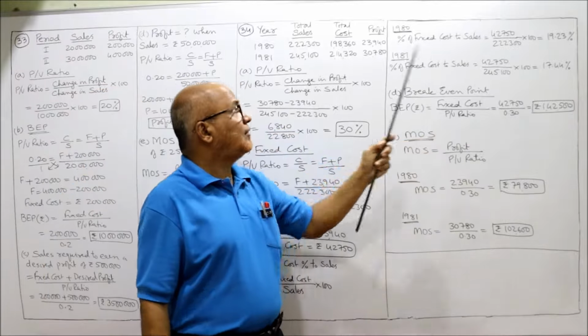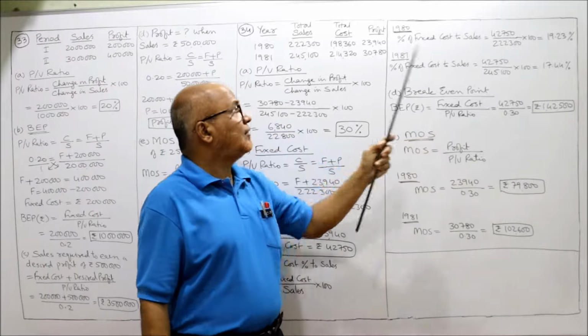So how many units are sold in the first year? 7,000. Each unit 100 rupees. So 7,000 into 100, 7 lakh rupees are the sales of the first year. Second year 9,000 units are sold. So 9,000 into 100, 9 lakhs. In 1990-91, they incurred a loss of 10,000, whereas in 1991-92, they earned a profit of 10,000.